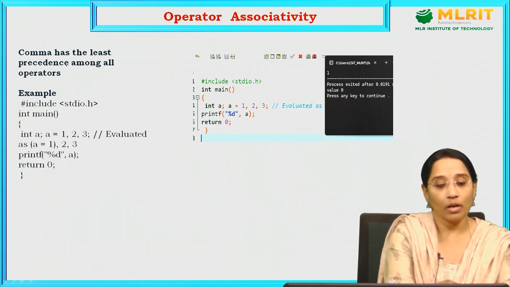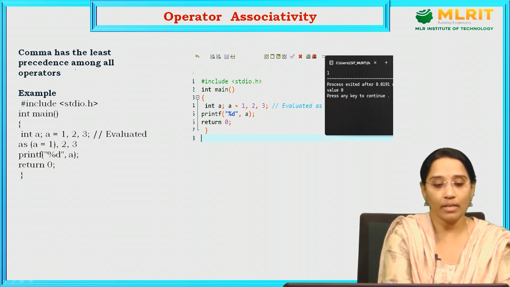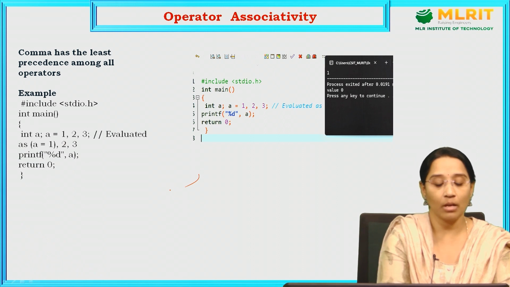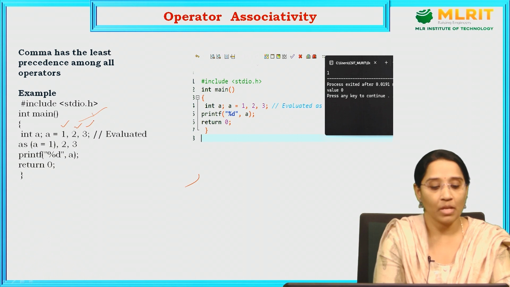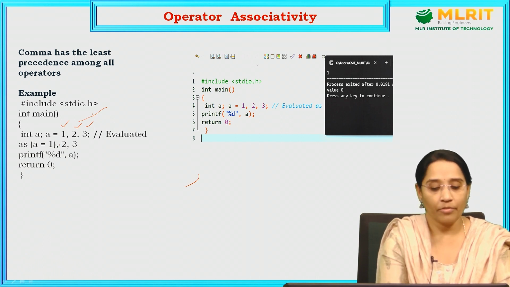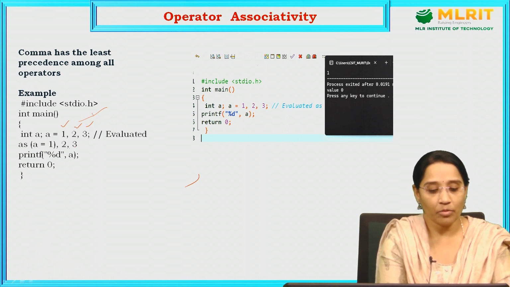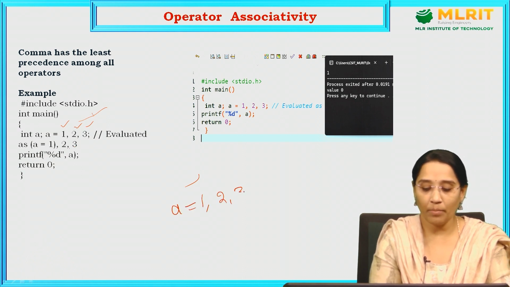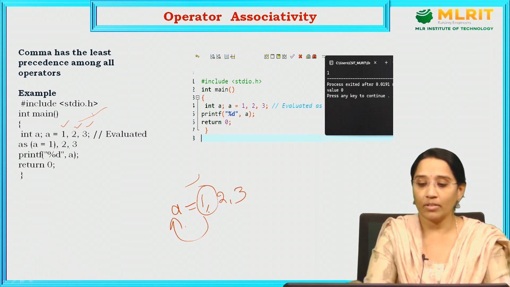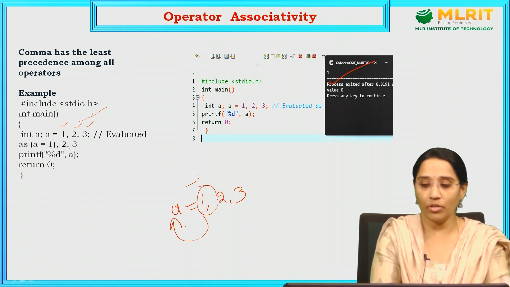Now, one more thing. Out of all the operators, the comma has the least precedence among all the operators. The comma operator has the least precedence. The example program: hash include stdio.h, main function, int a, and a is assigned the values 1, 2 and 3. Generally we will not do it like this. Suppose you have done it like this, a is equals to 1, 2, 3. Now how will it be taken? The nearest value, 1, will be assigned to the variable a. So the answer will be 1. 1 will be printed on your console.